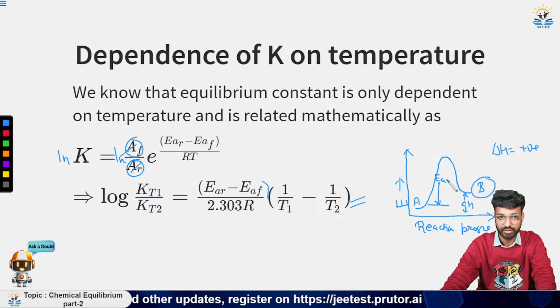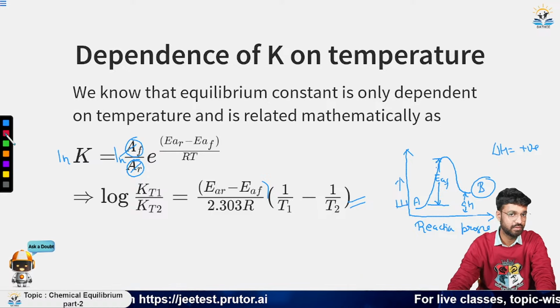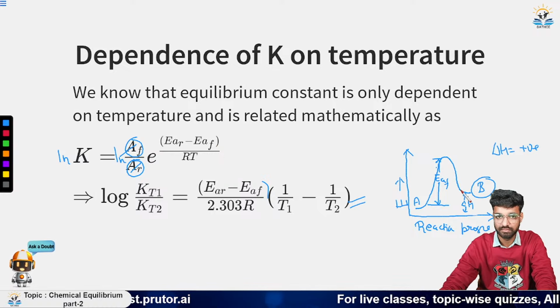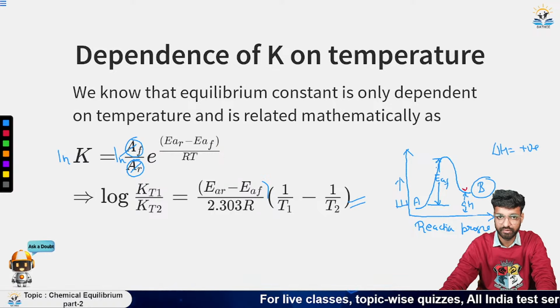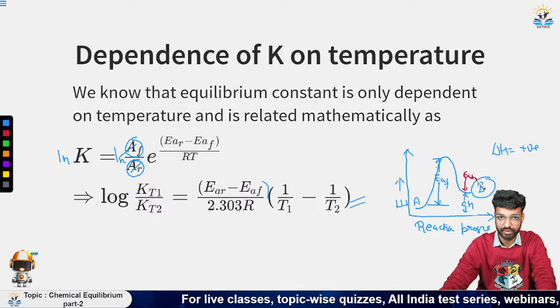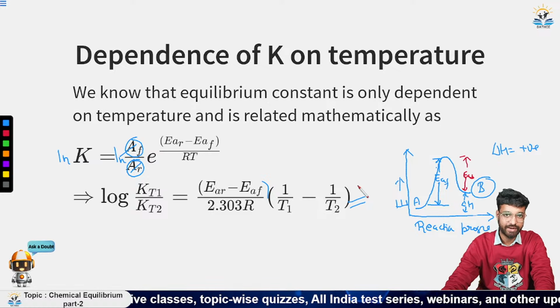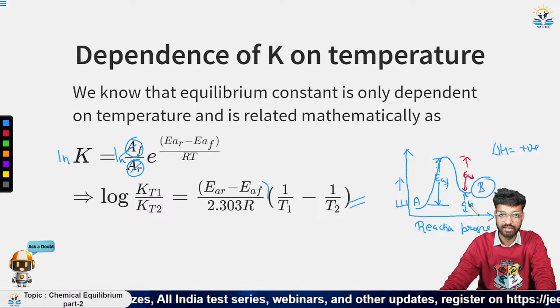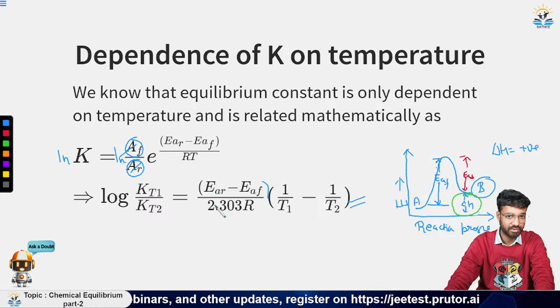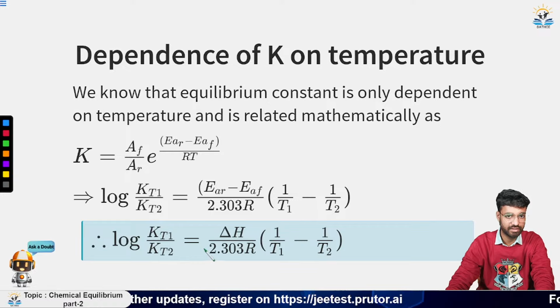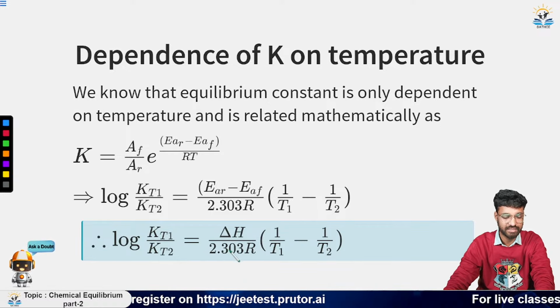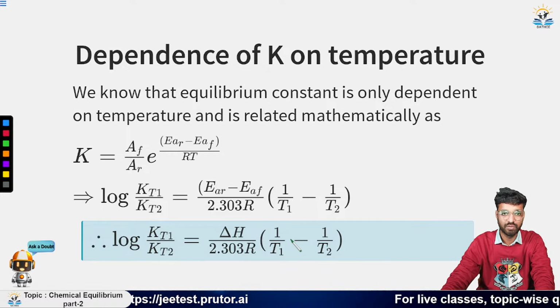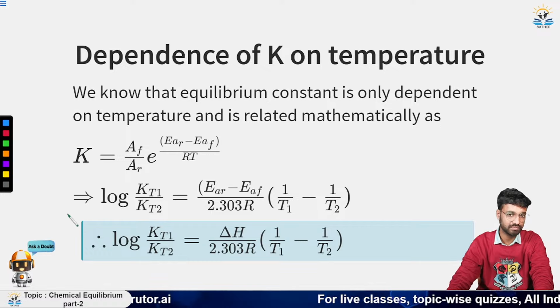E_a forward for the forward reaction, and for the backward reaction we will take it from this product, so it will be E_a backward. And if you subtract both of these, you can clearly see that you will get this delta H, that is the enthalpy change of reaction. So you can also replace this and you will get this equation finally, which is delta H by 2.303 R (1 by T1 minus 1 by T2).